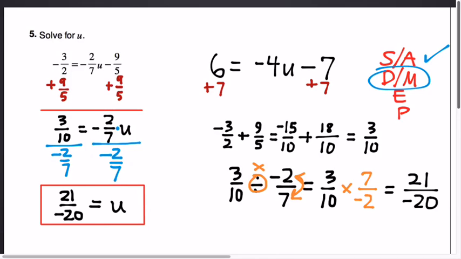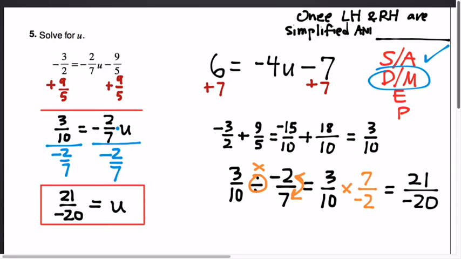SADMEP is kind of an end game when you're solving an equation. It's once the left and right-hand sides of the equation have been simplified, and the other thing that we might need to do, and we'll talk more about this on Wednesday, is that the variable exists only on one side. So we're going to look at how to solve equations where the variable appears on both sides, but we would need to fix that first before using SADMEP. So as long as we have an equation where the variable is only on one side of the equation and everything has been totally simplified on the left and the right-hand side, SADMEP will do.